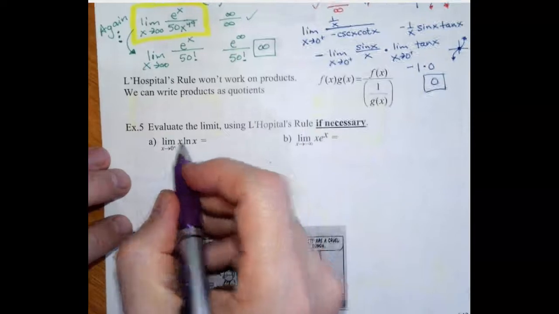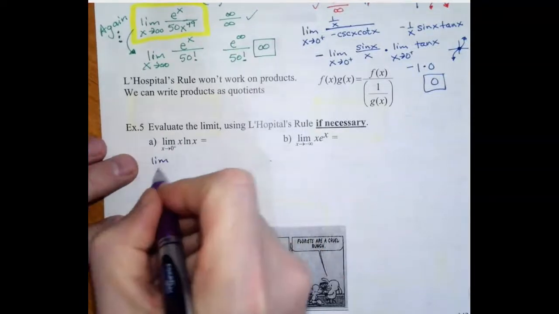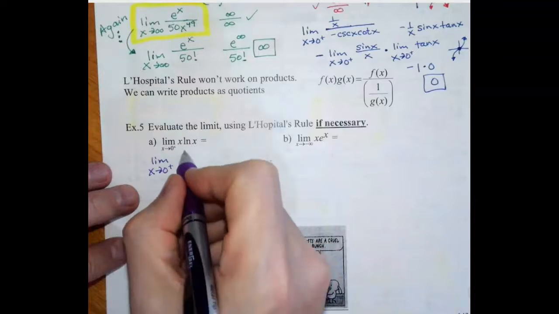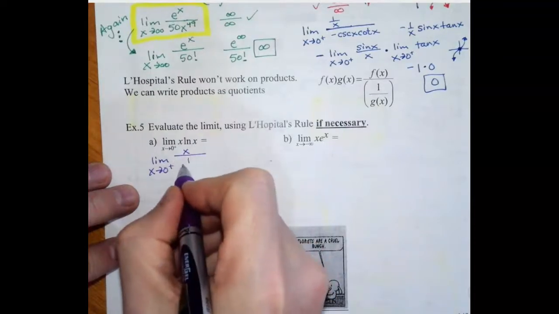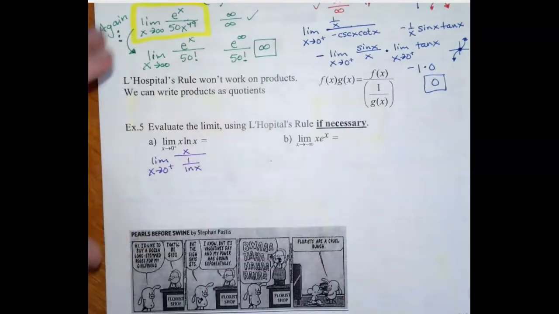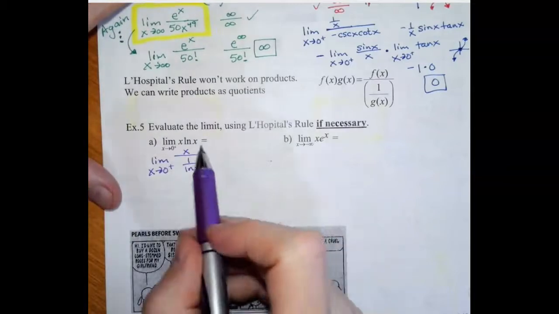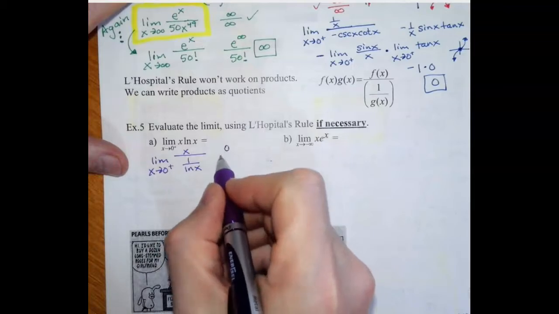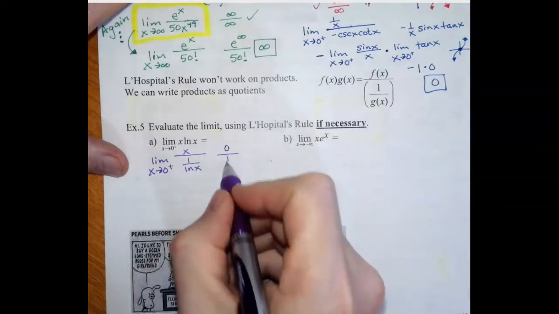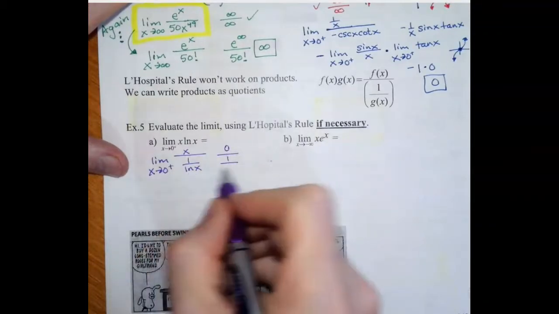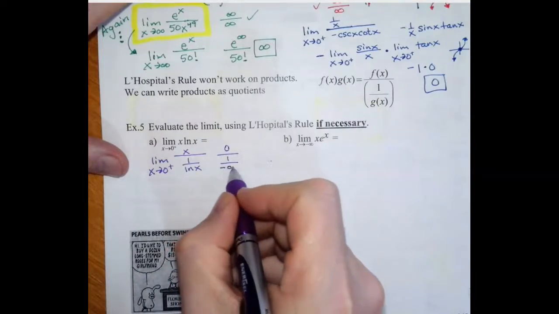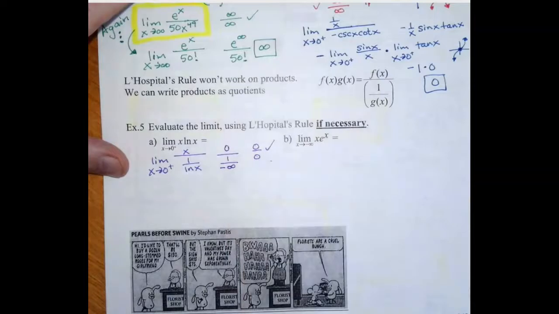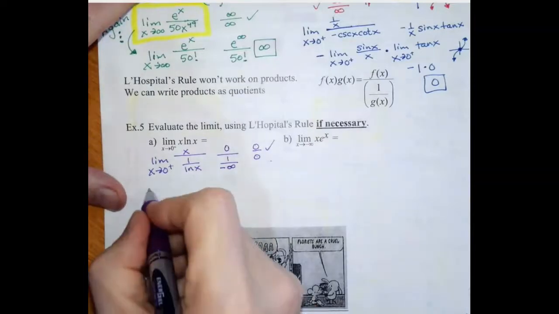Okay, so if we take the limit as x approaches 0 from the right, and we rewrite this as x over 1 over the natural log of x. Now, if you let that be 0, that's going to be 0, and this is going to be 1 over, and we just talked about how that approaches negative infinity. So 1 over negative infinity is 0, so that's approaching 0 over 0.